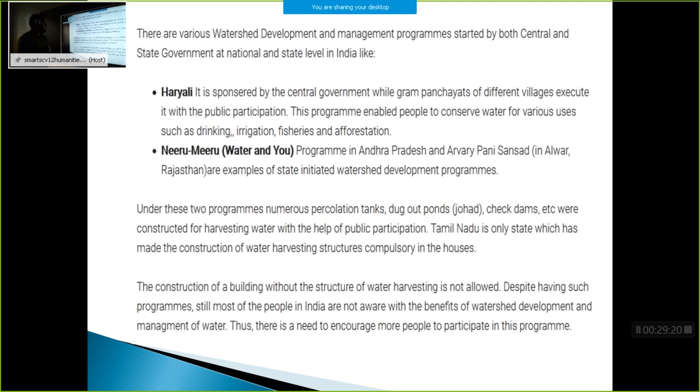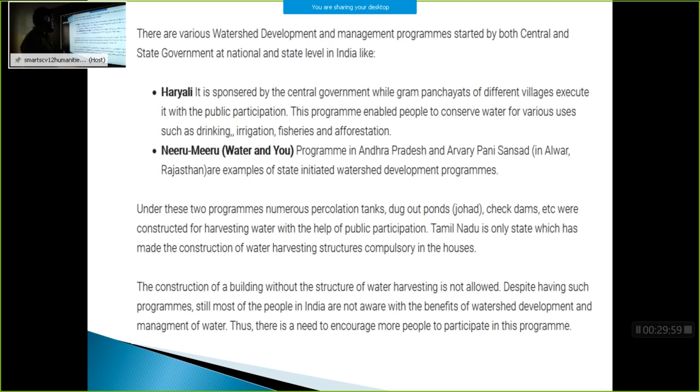Tamil Nadu is the only state which has made the construction of water harvesting structures compulsory in houses. If you are building a house, it is compulsory that you build a watershed development structure. But I think in Kerala also it is in practice. Nowadays in Kerala, when we are building a new house, it is said that you should develop something to conserve water. That is mandatory in Kerala also, I think. The construction of a building without a water harvesting structure is not allowed.